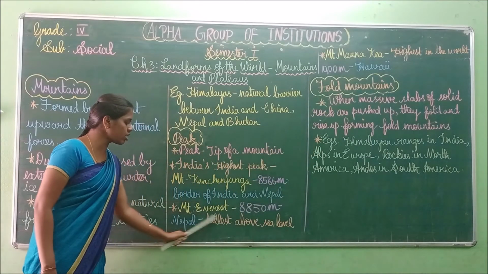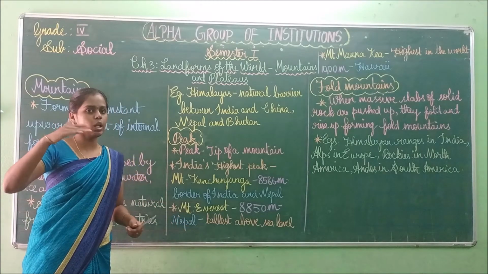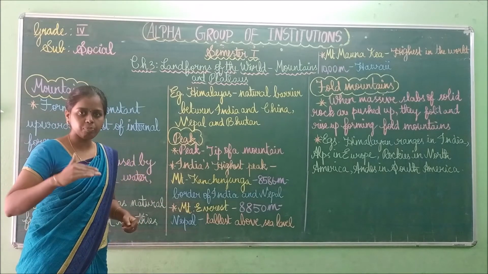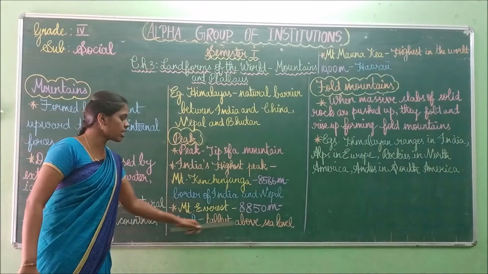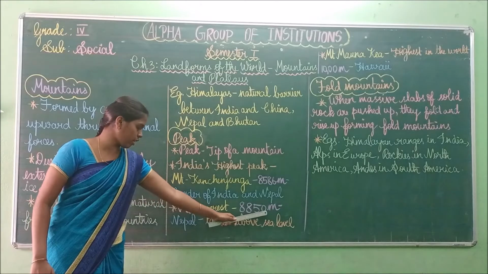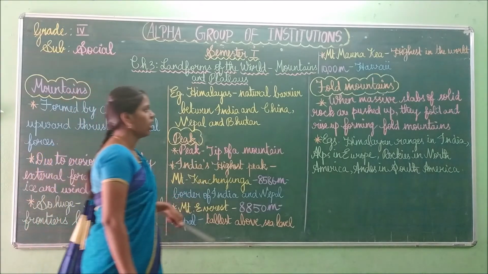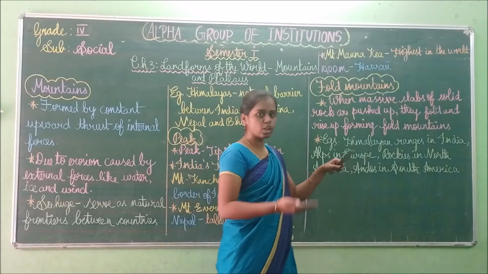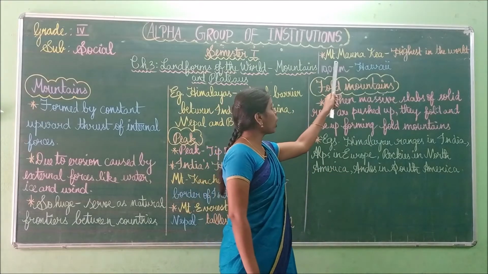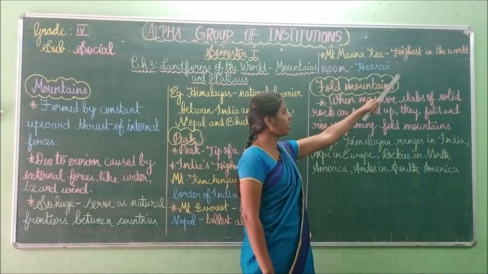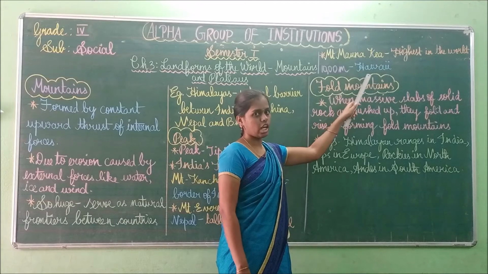Here, Mount Everest is measured above the sea level only. Above the sea level, what we can see from that place, we are measuring. So its height is 8,850 meters. It is the tallest above the sea level. Including the base which is inside the sea, Mount Mauna Kea is the highest in the world and it is present in Hawaii.